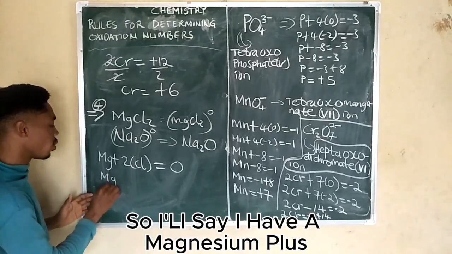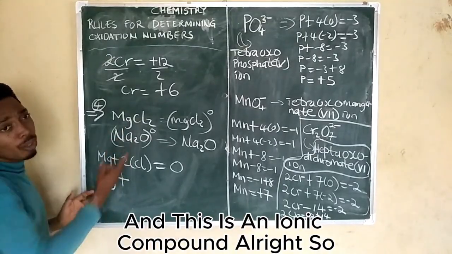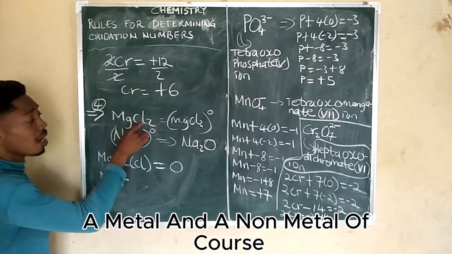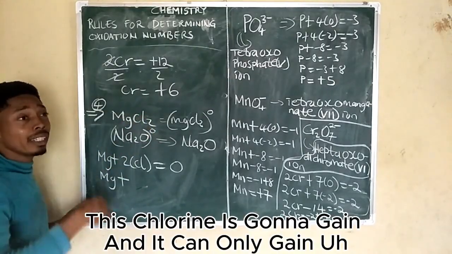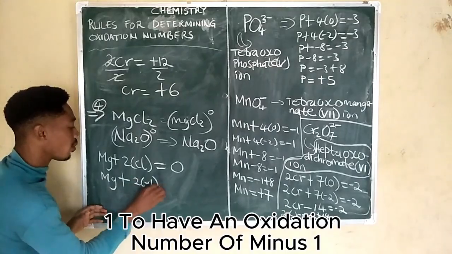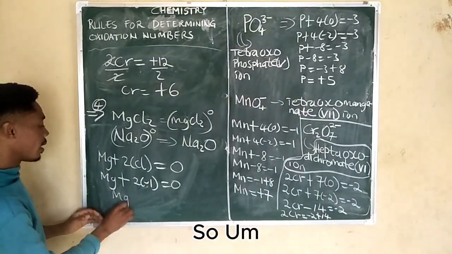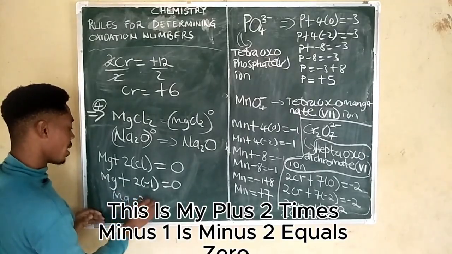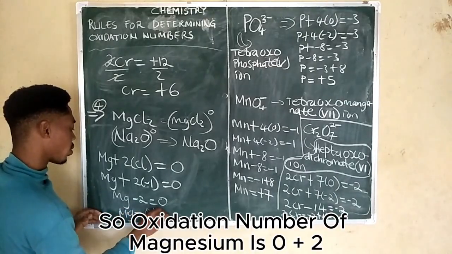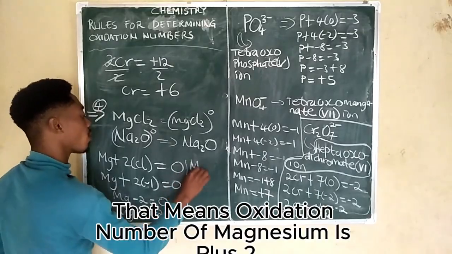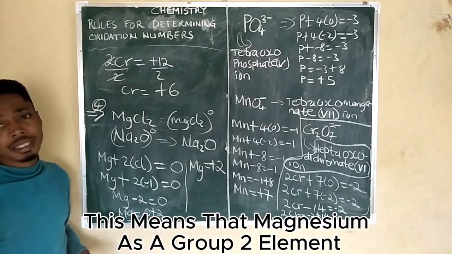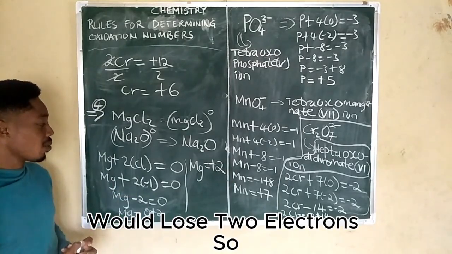So I'll say that of magnesium plus, and this is an ionic compound, a metal and a non-metal. Of course, this chlorine is going to gain, and it can only gain 1 to have an oxidation number of -1. So this is plus 2 times minus 1, which is minus 2, equal to 0. So the oxidation number of magnesium is 0 plus 2. That means the oxidation number of magnesium is plus 2. This means that magnesium as a group 2 element would lose 2 electrons.